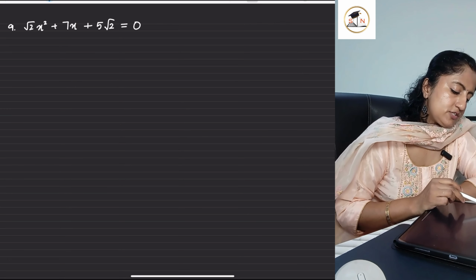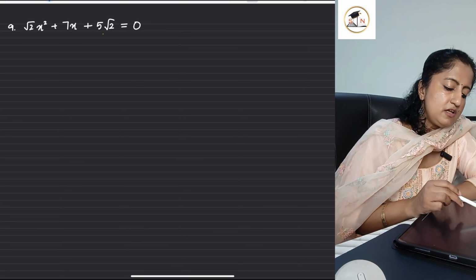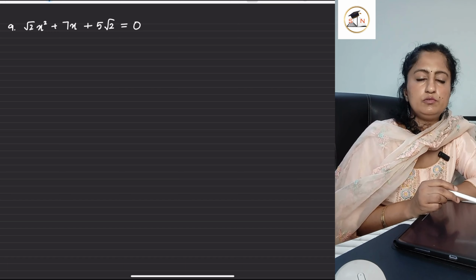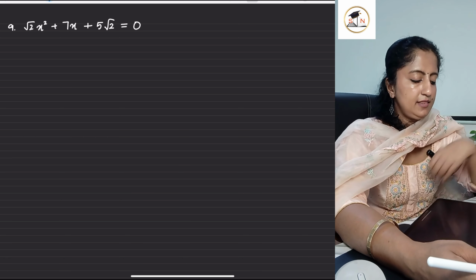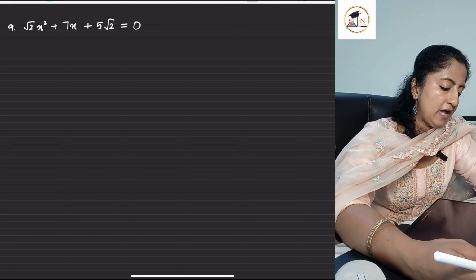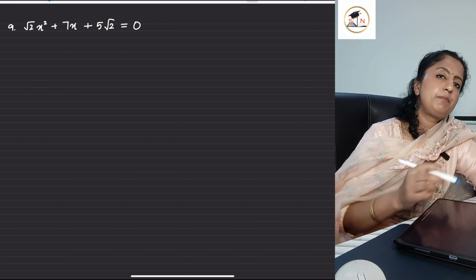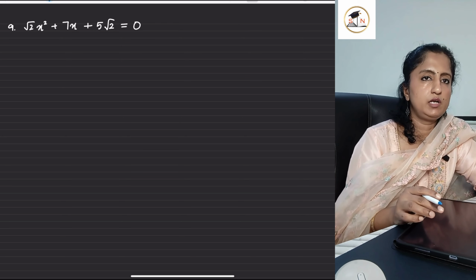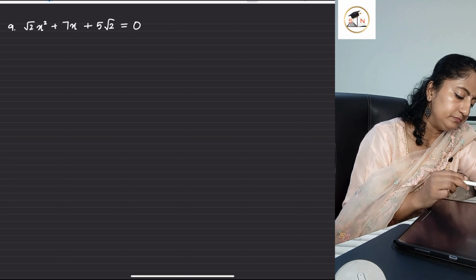Now let's start with the next question, which is root 2 x square plus 7x plus 5 root 2 equals 0. I had picked this question also intentionally. In the previous question, we had roots in the middle term. Over here, we have roots in the first and the last term. I will be applying splitting only. I don't prefer the quadratic formula for such kind of easy questions. So what are we going to do?